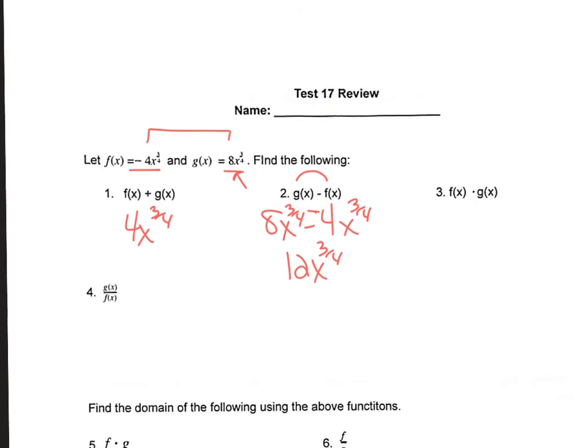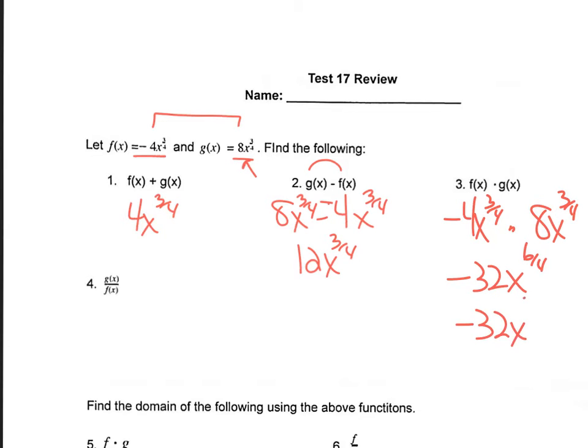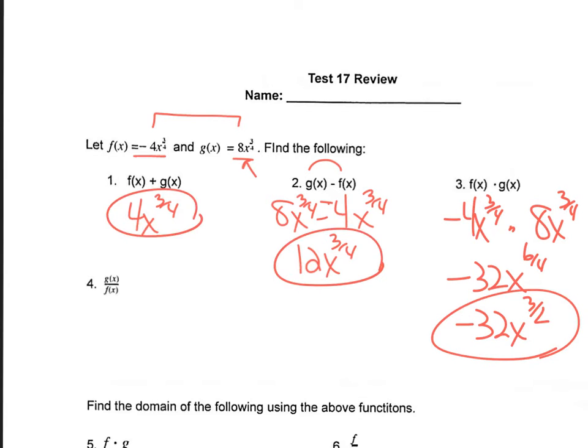Number 3, bring it back in the picture. It says f of x times g of x. So I'm going to do negative 4x to the 3/4 times 8x to the 3/4. When you multiply your coefficients, negative 32. When you multiply your x's, you add the exponents. If you add those, you get 6/4, but 6/4 reduces down to 3/2, and there you have it. So the first three, not that bad at all.